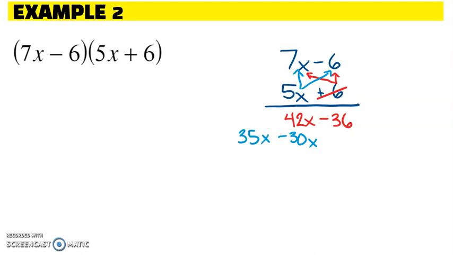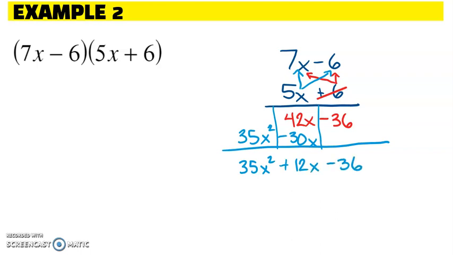5x times 7x, 5 times 7 is 35. x times x is x squared. And then you add it together, right? Like terms should be stacked. So 35x squared. 42x minus 30x is positive 12x. And then we have -36. Nothing is added to that. And there's our final answer.